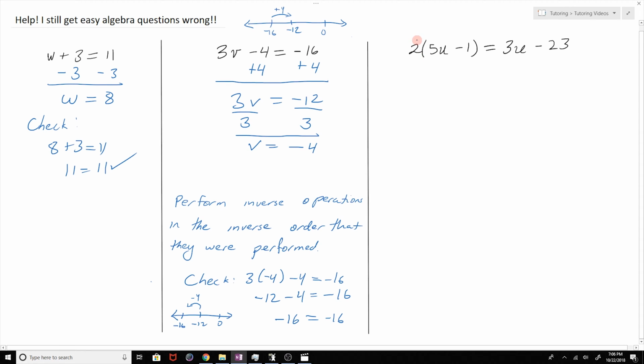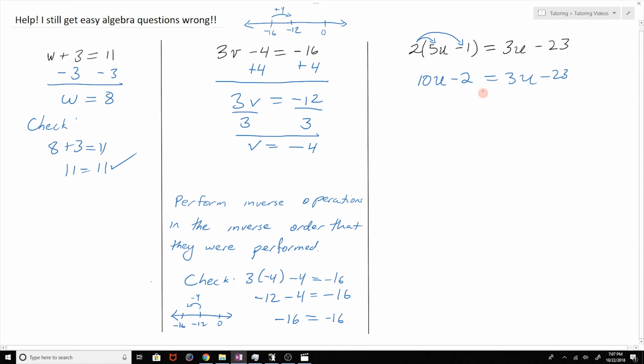The first thing that I do is I get rid of the parentheses by performing the distributive property. Okay. Now I'll tell you this right now. A lot of students say 10u plus 1, and this is just wrong. Minus 1 either way is wrong. All they did was multiply the 2 and the 5. That's just totally wrong. Okay. You have to perform the distributive property correctly, and 10u minus 2, not minus 1, 10 minus 2 equals 3u minus 23.